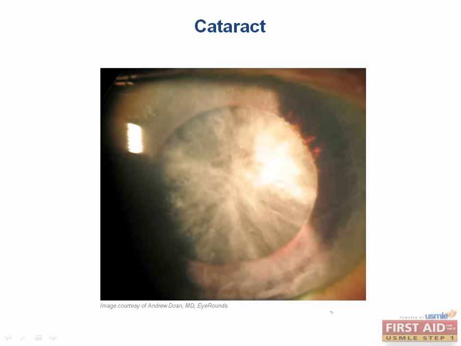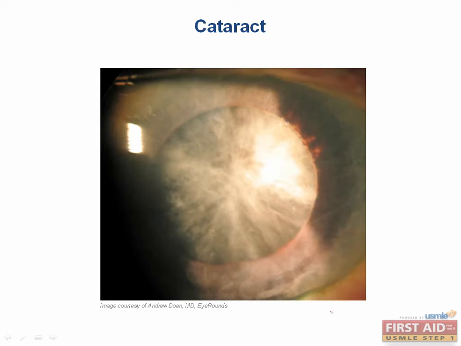Now, this is a disease that increases in prevalence with age, and that disease is cataracts. The lens, which is normally transparent, becomes opaque, and visual acuity is reduced. Eventually, this will lead to blindness. In this picture, note the complete opacification of the lens as observed on a slit lamp exam.